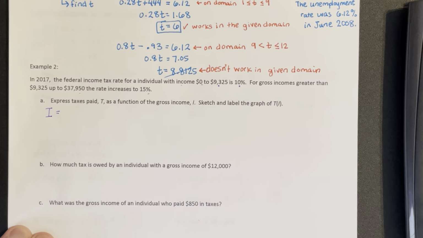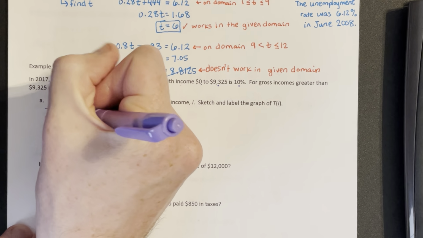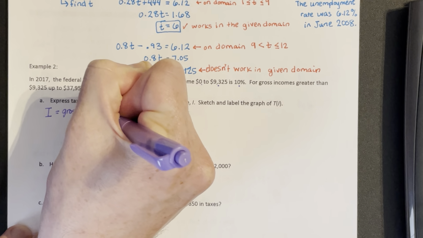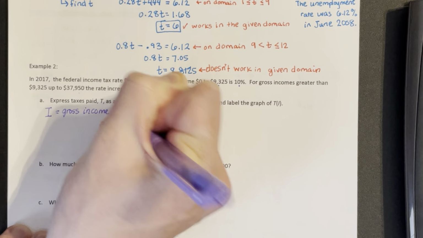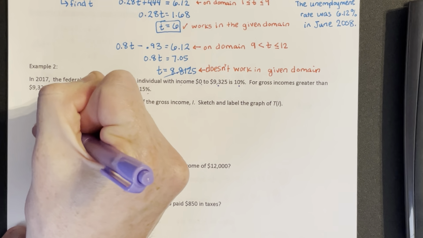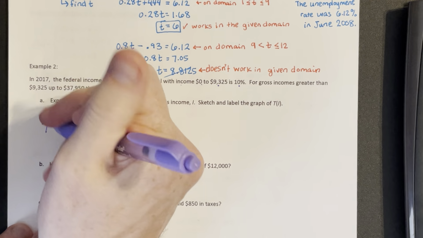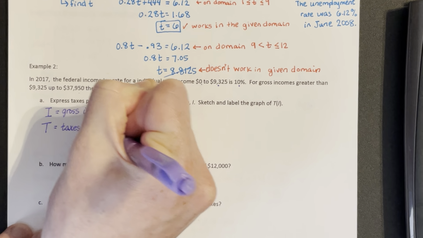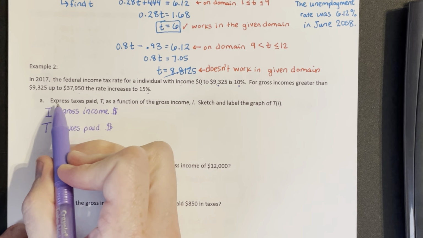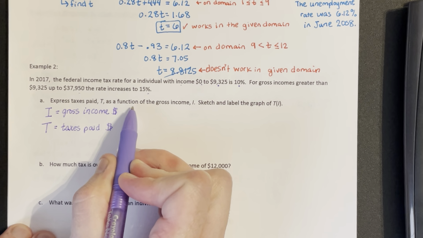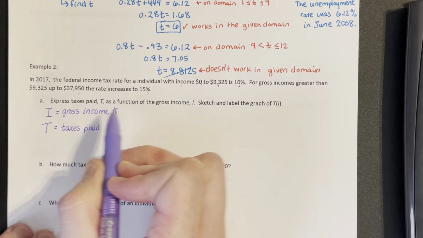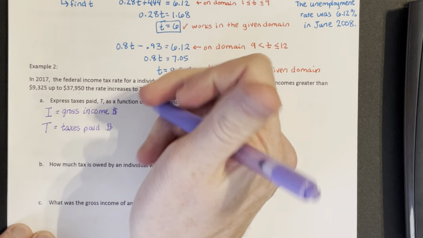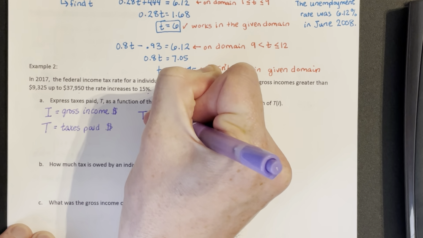So I is going to represent our income. So that's our gross income, and it's in dollars. But T is representing our taxes paid, also in dollars. So it says express taxes paid T as a function of the gross income. So when it says as a function of, that's telling you that's our input. So we want to find T of I.